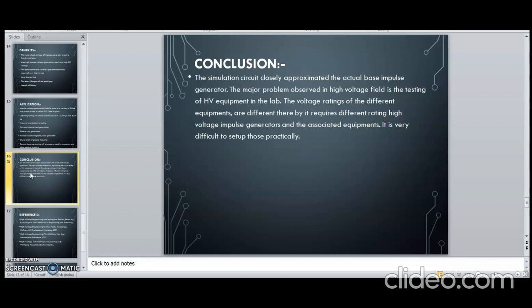But one of the major problems observed in the high voltage field is the testing of HV equipment in the lab. The voltage ratings of different equipment are different, which is why it requires different rating high voltage impulse generators and associated equipment. Hence, it is a more difficult setup than those done practically.